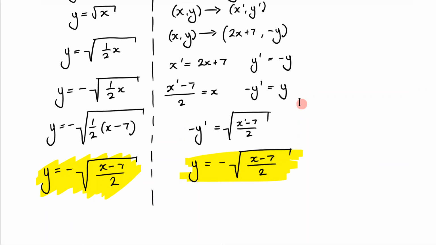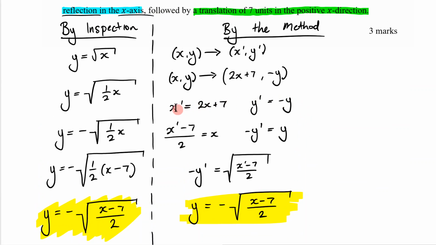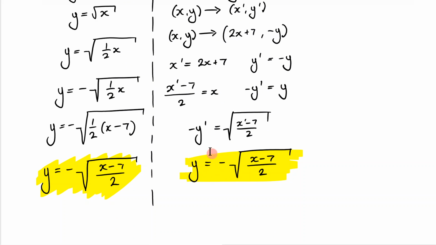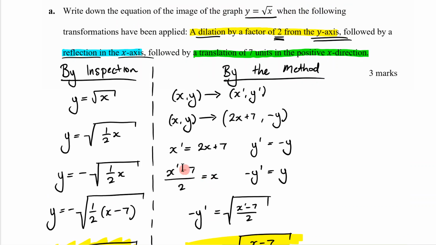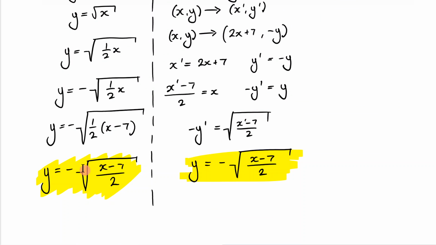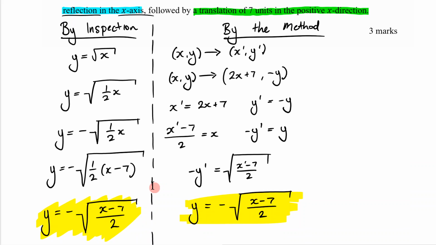So just to recap what we did by the method, we found what x dash and y dash were. We then solved for x and then plugged x and y into our original graph to get this. We dropped the dashes and that's what you do. So either of these ways are acceptable. There are 3 marks for this. So it'd be 1 for the reflection, 1 for the translation, and 1 for the dilation. So you can do whichever way makes you most comfortable.